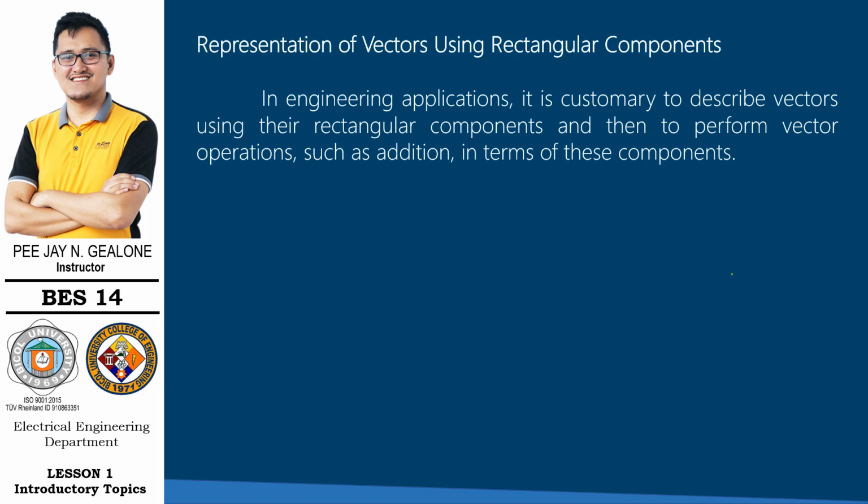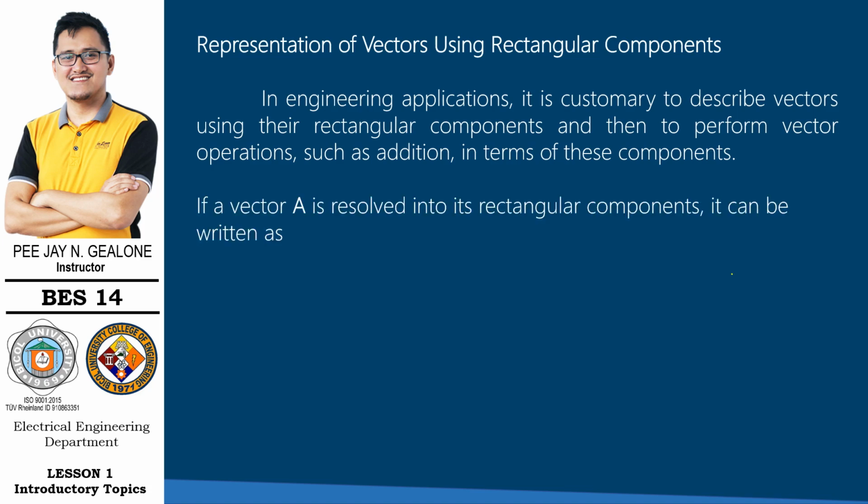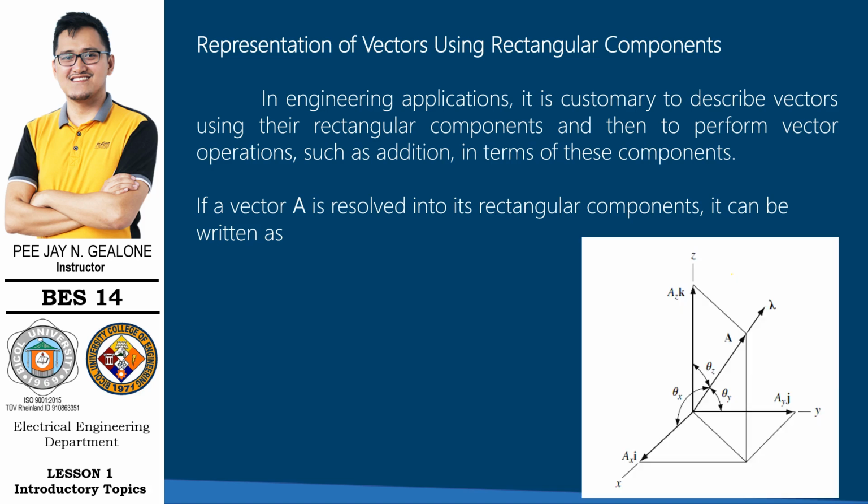In engineering application, it is customary to describe vectors using the rectangular components and then to perform vector operations such as addition in terms of these components. So if a vector A is resolved into its rectangular components, it can be written as vector A is equal to AXi plus AYj plus AZk.